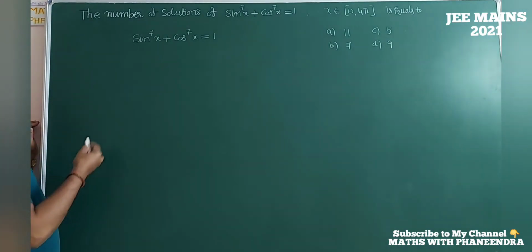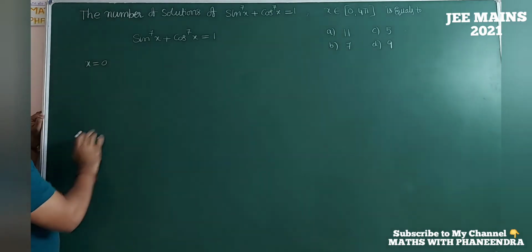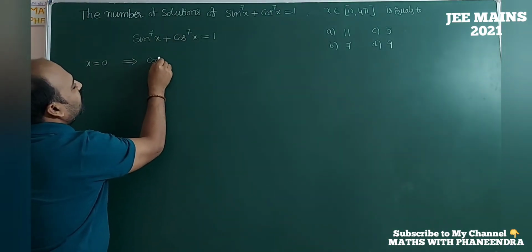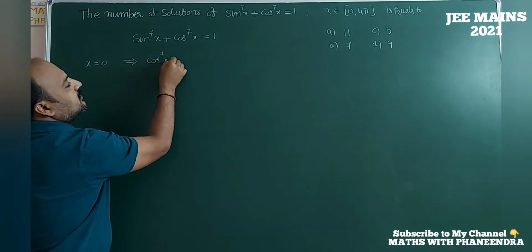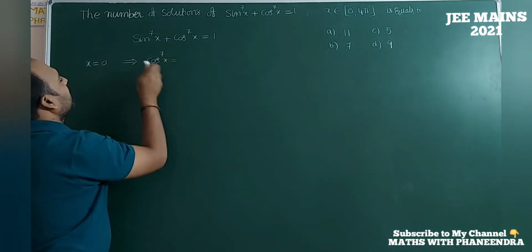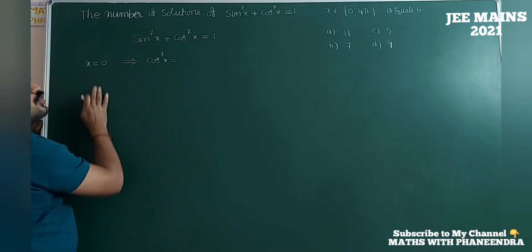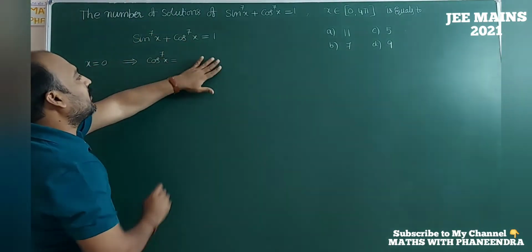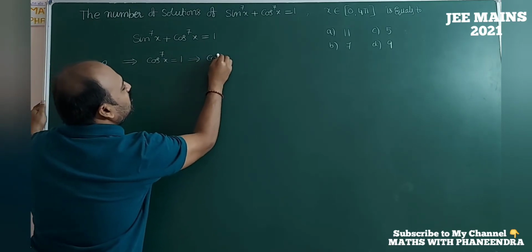But first, generally we will check when x is equal to 0. Sin 0 is 0 anyway, so the remaining cos power 7x is equal to 1, and x is equal to 0 makes it 1. From this, cos x is equal to 1.